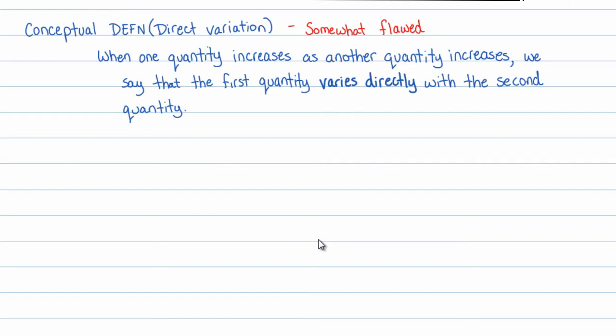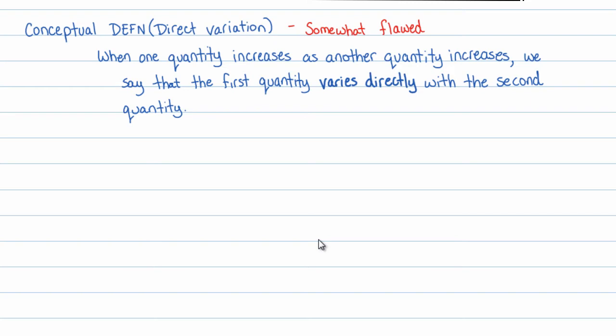We'll start with a conceptual definition of what's known as direct variation. It's a flawed definition that we'll find out why it's flawed when we start talking about the mathematics in the next video lecture. But in this video lecture, for right now, we're just going to assume that this is the definition. When one quantity increases as another quantity increases, we say that the first quantity varies directly with the second quantity.